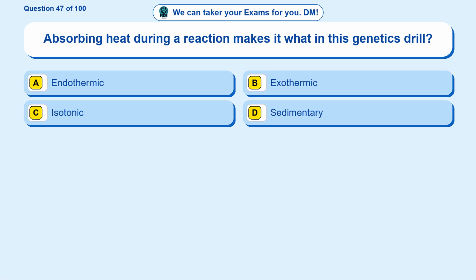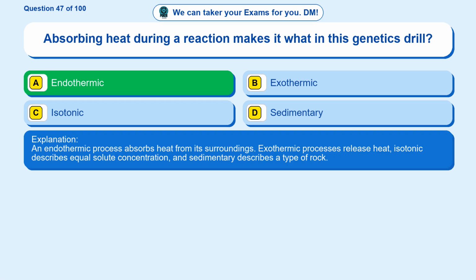Question 47. Absorbing heat during a reaction makes it what in this genetics drill? Option A endothermic. Option B exothermic. Option C isotonic. Option D sedimentary. The correct answer is option A. Endothermic. An endothermic process absorbs heat from its surroundings. Exothermic processes release heat, isotonic describes equal solute concentration, and sedimentary describes a type of rock.